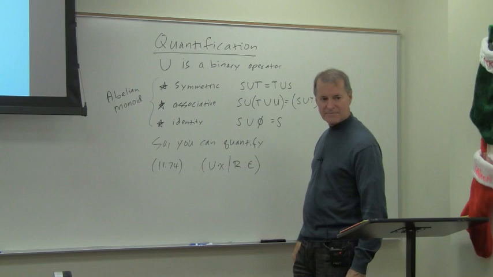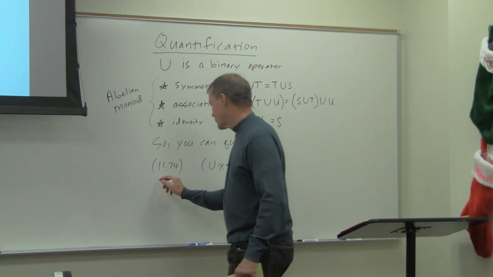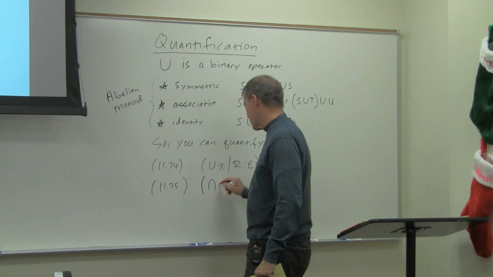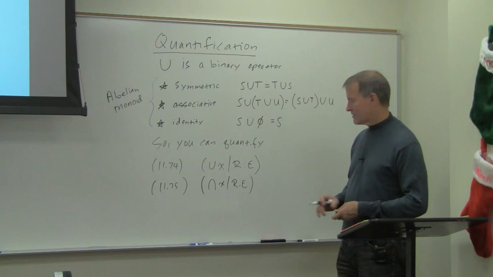Oh, that's actually a good observation. You can't take the quantification with the subset operator. But you can do it with this one, 11.75. You can say the intersection over x, range R, body E. This crops up occasionally in math. Or union over x. You can do it because it's a Boolean monoid.